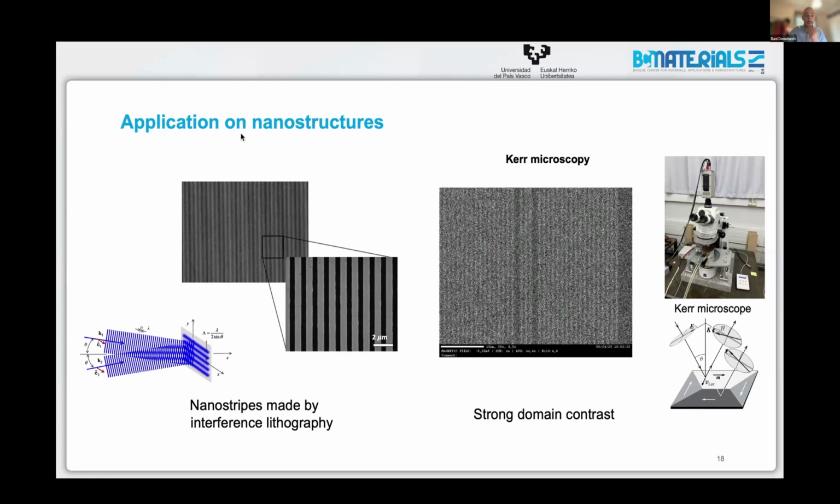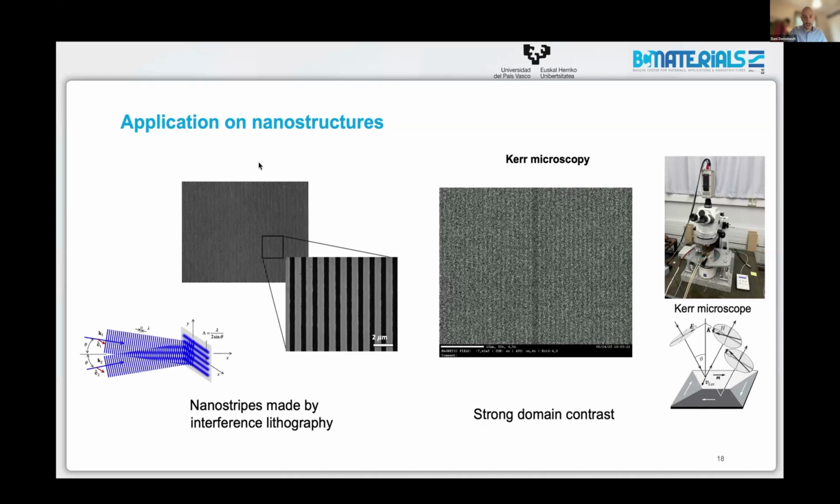We have also proved that it is possible to tune its coercivity. We can enhance the magneto-optical curve signal by promoting to 2 cobalt platinum repetitions, and we proved its applicability on nanostructures. So that's my talk.